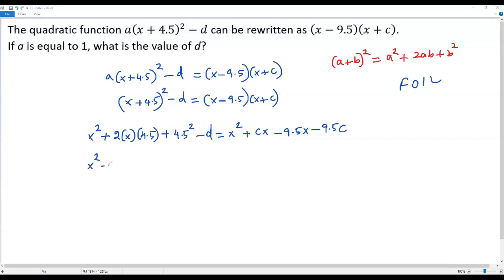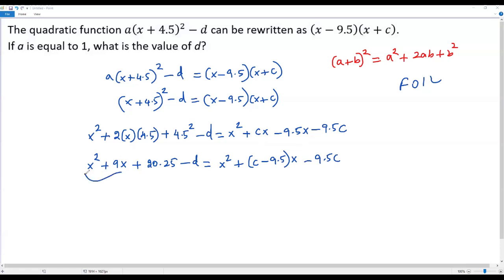Now we get x square plus, when I multiply this 2 and 4.5, I'm getting 9, so I'm getting 9x plus, when I take the square of 4.5, I'm getting 20.25, and negative d equals x square. In these two terms, I find x as a common divisor, so x can be factored out from these two terms. If I factor out x, then I'm getting c left in the first term and negative 9.5 left in the second term, times x, minus 9.5c.